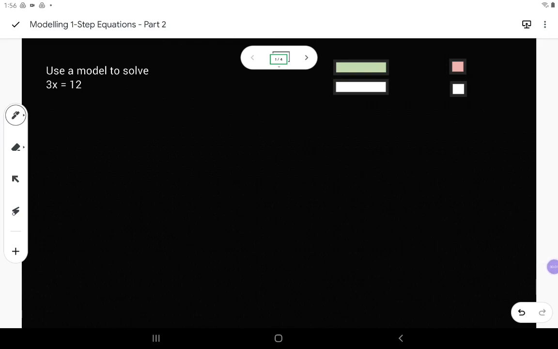Right, so in this video we're still going to be looking at solving one-step equations through modeling. We just have a different type of equation we're going to be working with here. What does stay the same is the tiles I'm going to use.